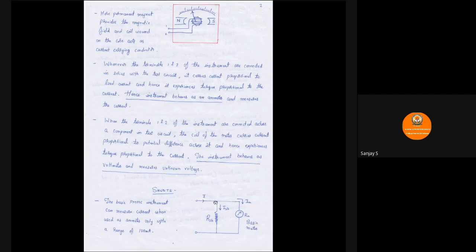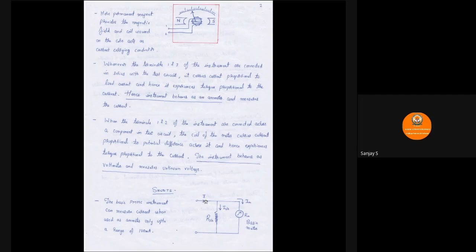As per KCL, it is getting divided at this junction. Part of the current is flowing through R shunt, which is nothing but I shunt. The remaining part is flowing through the basic meter, which is the meter current IM, and the basic meter has its own resistance RM. So now the actual current that the entire instrument can measure is I shunt plus IM, which is nothing but I.